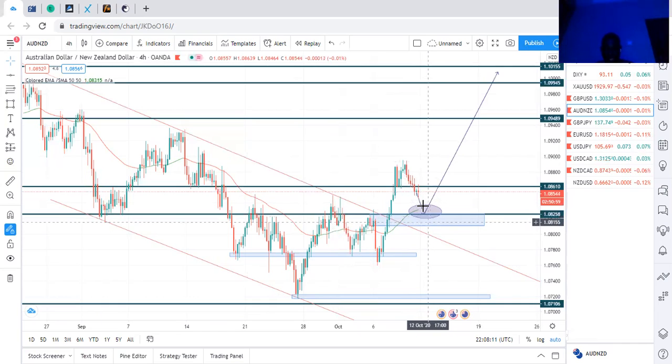But if it does not do that, then I might probably wait for it to break back into this descending channel and look for sells. But for now, I am still bullish on this SPY. Bias is going to be on buys. A lot of fundamentals coming out this week, so you guys should be very cautious.